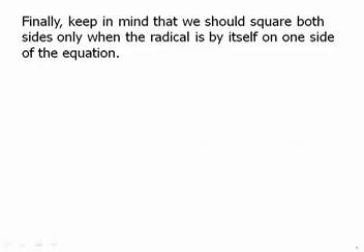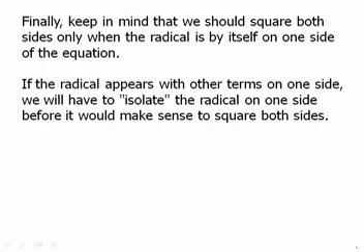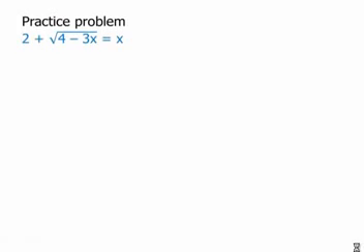Finally, keep in mind that we should square both sides only when the radical is by itself on one side of the equation. If the radical appears with other terms on one side, we'll have to isolate the radical on one side before it would make sense to square both sides. So here's a practice problem. Pause the video and then we'll talk about this.